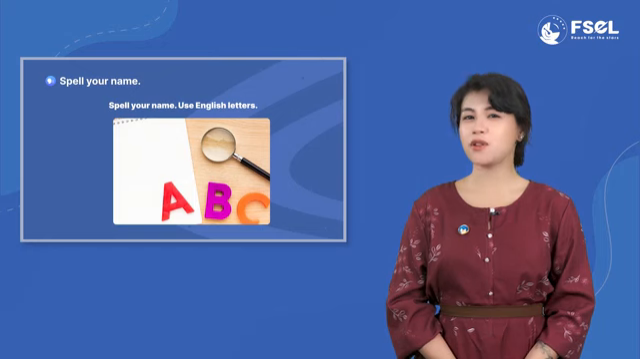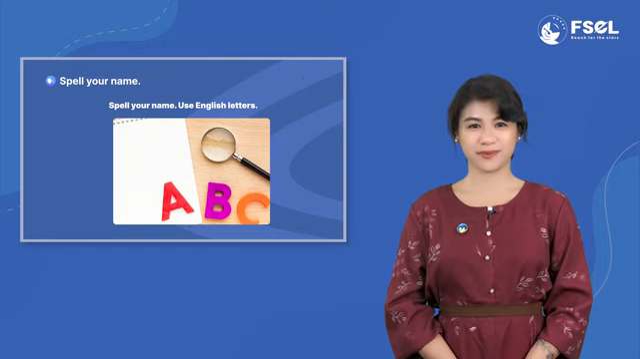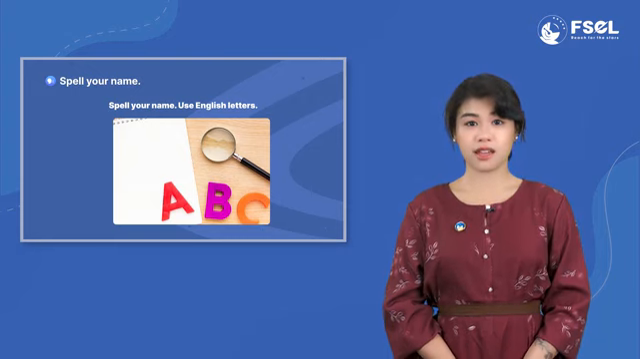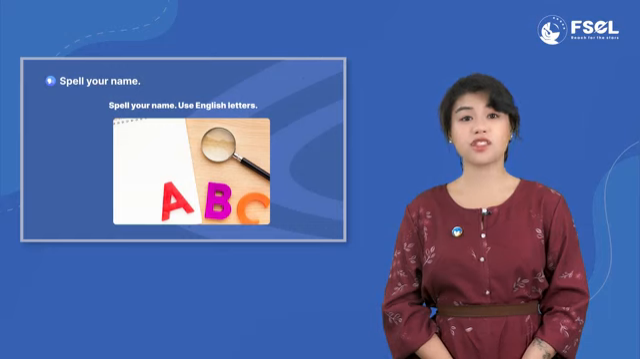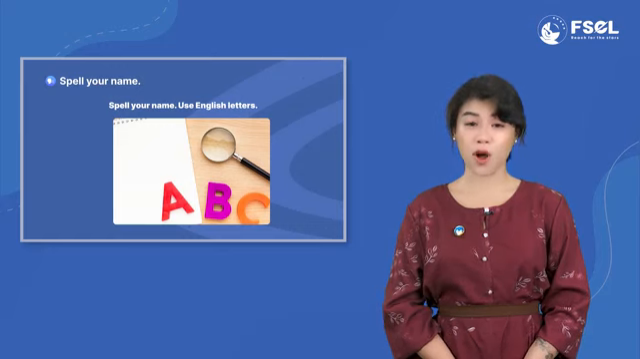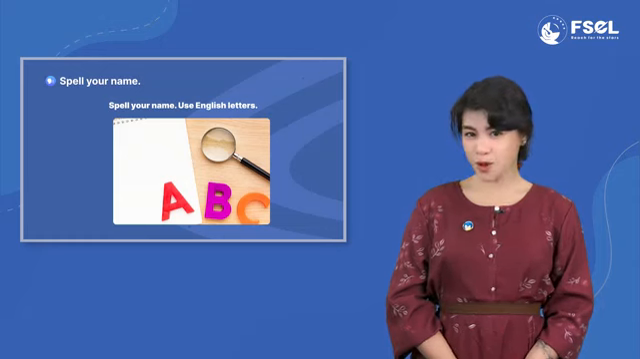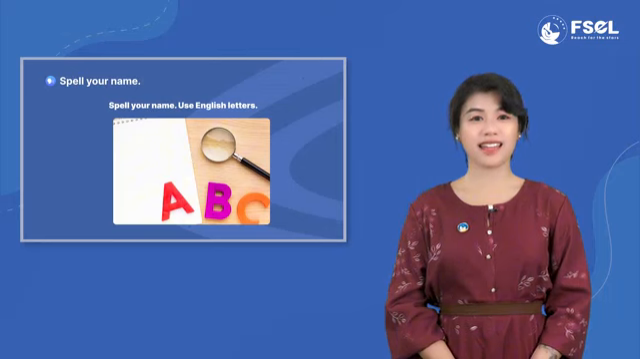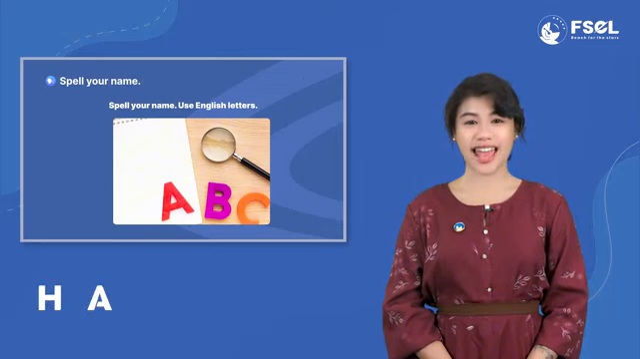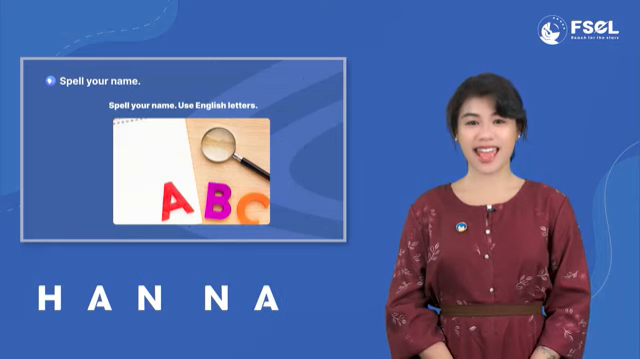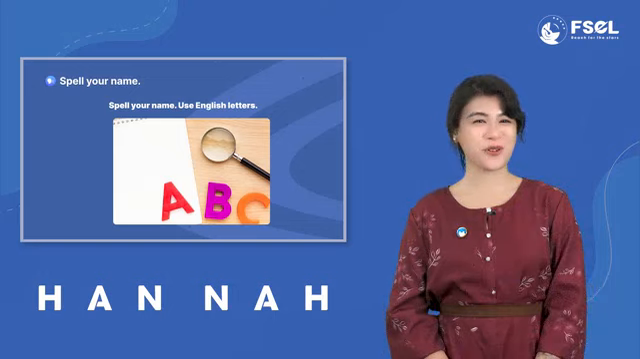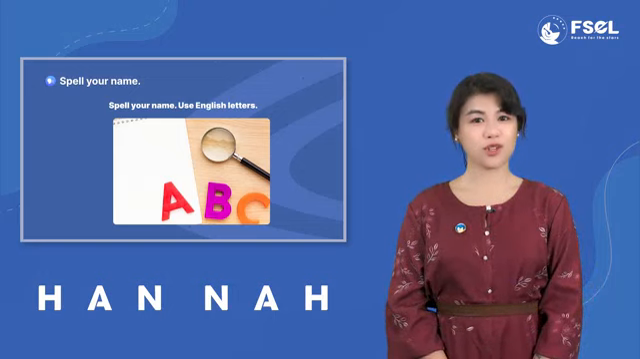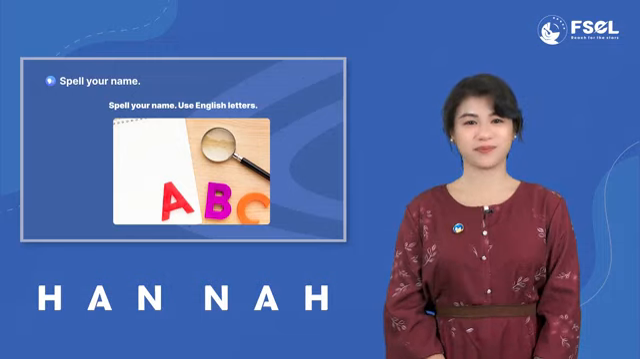You just heard people spell their names. Spell. When we spell a name, it means to say the letters in the name one by one. For example, my name is Hannah. It's spelled H-A-N-N-A-H. Now, spell your name for me. Make sure you use English letters.